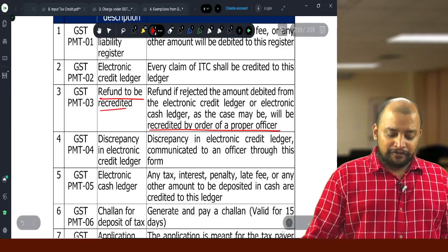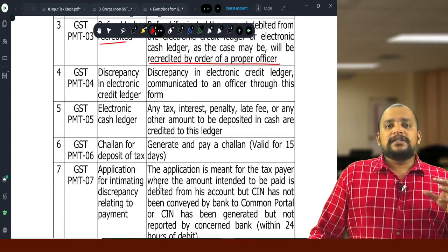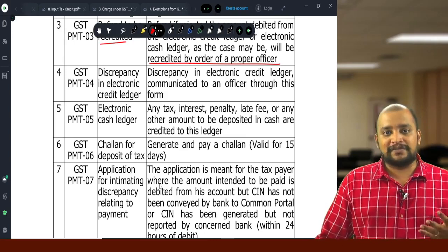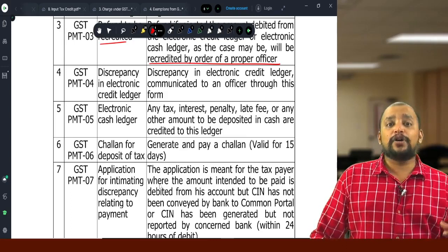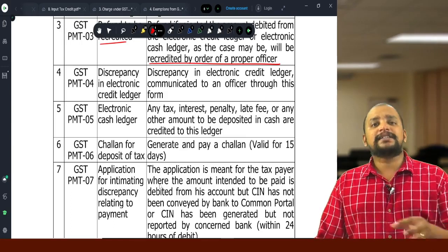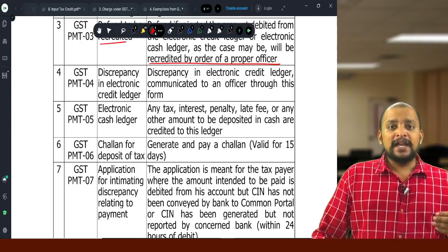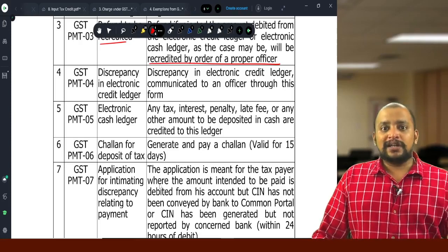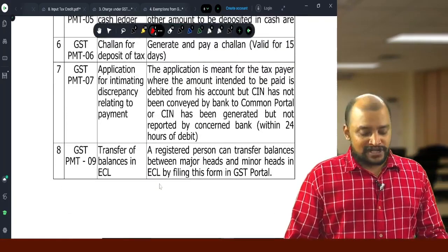Then PMT 4 is communication of discrepancy. That is, say we have the balances not reflecting properly in our ledgers. In that case, we need to inform the portal about the discrepancies. So the discrepancies will be communicated to the portal through this PMT 4. PMT 5 is electronic cash ledger, regular, and PMT 6 is deposit challan.